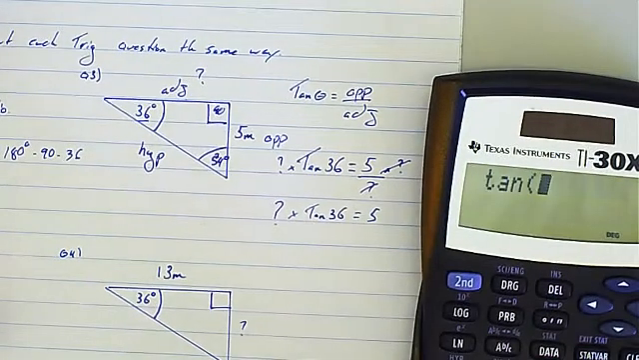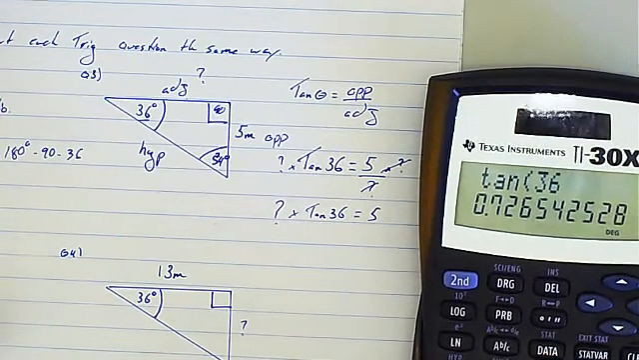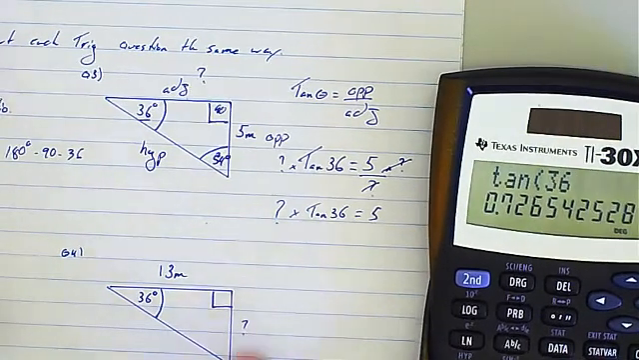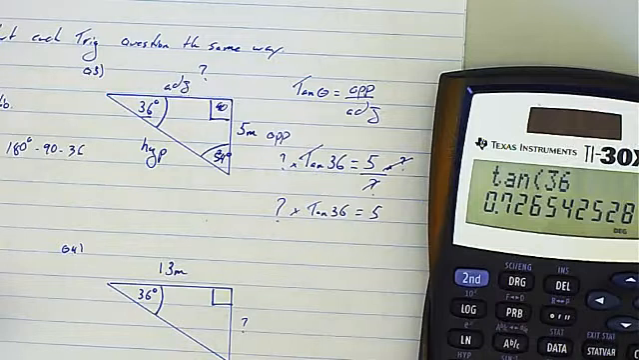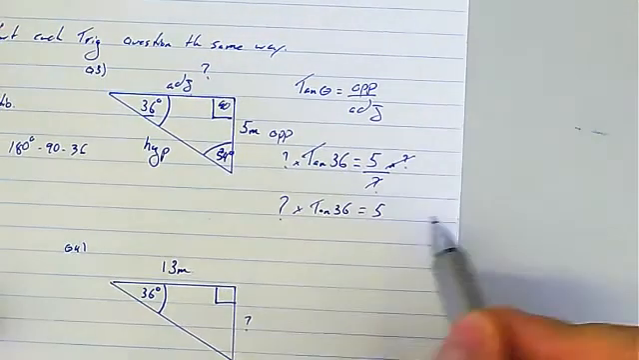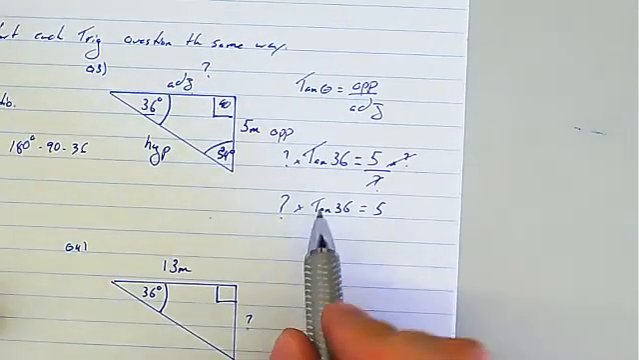You can leave it as tan of 36, or you can plug it into your calculator to get a value. In our case, tan of 36 is 0.7265. I'm going to leave it tan of 36 rather than that large number, just so I don't lose any decimals.